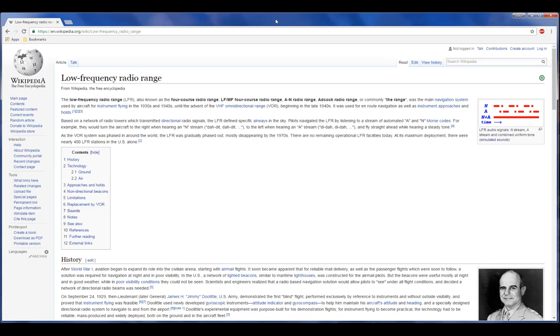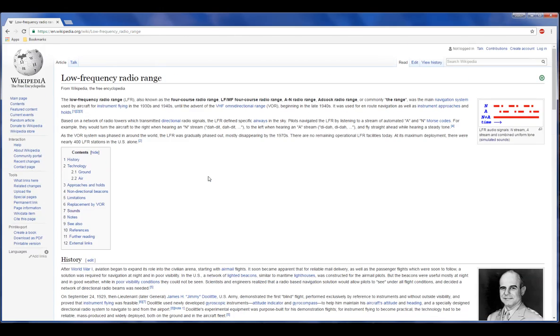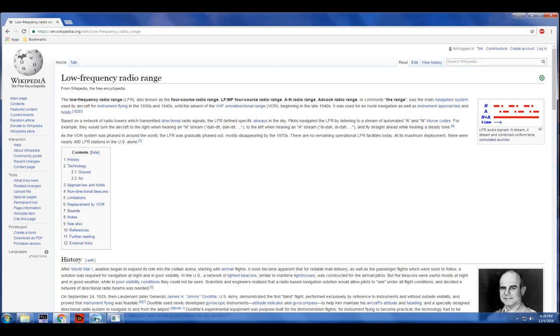Based on a network of radio towers which transmitted directional radio signals, the LFR defined specific airways in the sky. Pilots navigated the LFR by listening to a stream of automated A and N Morse codes. For example, they would turn the aircraft to the right when hearing an N stream, to the left when hearing an A stream, and fly straight ahead when hearing a steady tone. Alright, that's a basic description. There's much more in the Wikipedia article, but that's all we need to know just to find out what these darn things are. Let's take a look at the one we're going to be using in our demonstration.